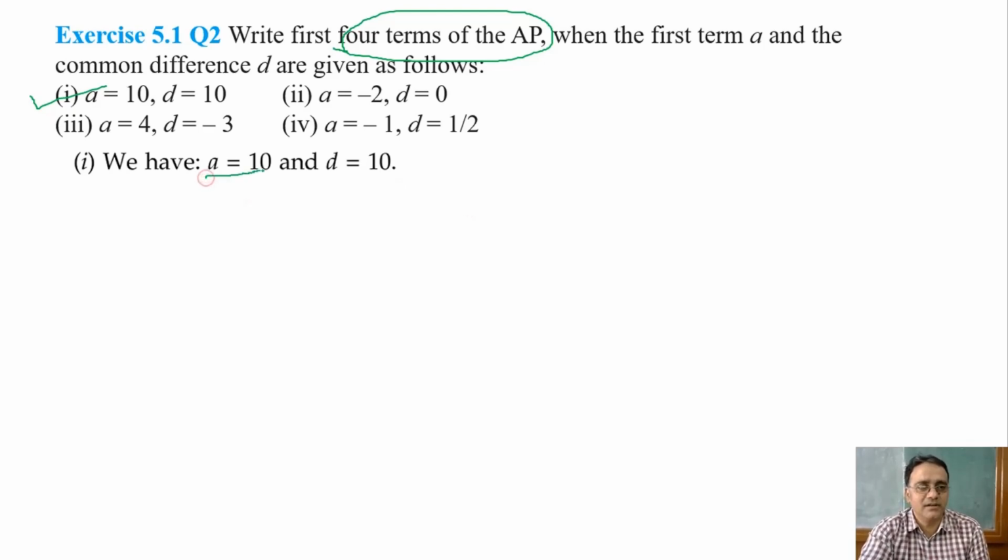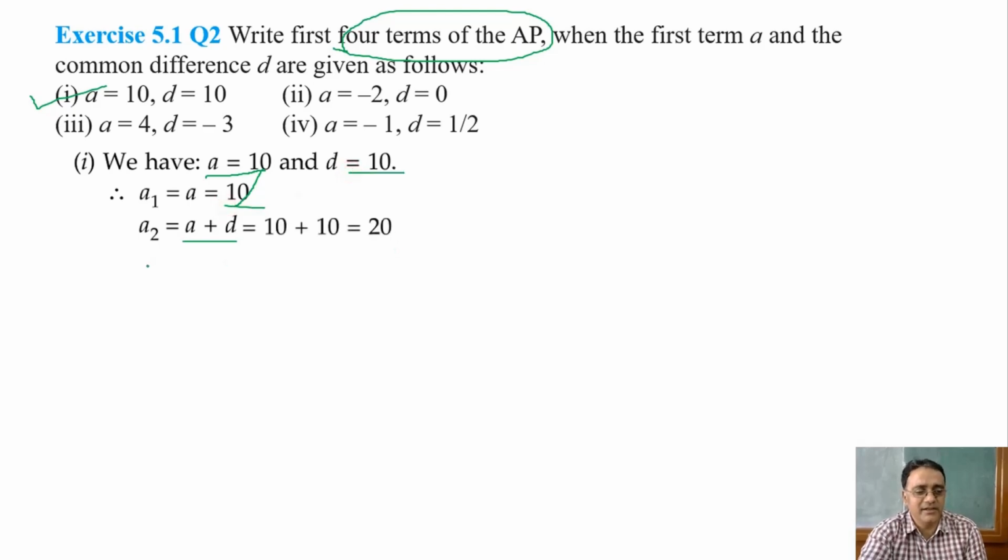10. A is 10, right. Second term formula is A plus D, that is 10 plus 10. So what are you getting? 20. Okay, 10 plus 10, 20, right. Now A3, the general form of the third term we saw, A plus 2D, right? A plus 2D. So 10 plus 2 into 10. So what are we getting?